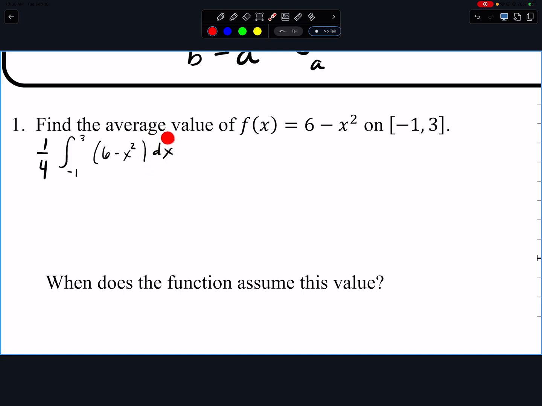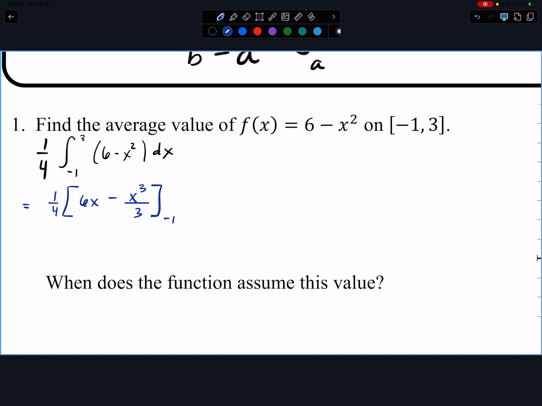I don't know if I've said this enough. Do you guys know what dx means? With respect to x. Good. Dx means with respect to x. If it's dt, that means with respect to t. Okay, that's all that means. All right, so integrate this like normal. So this is going to be 1/4 times 6x minus, if I do the antiderivative, x cubed over 3.